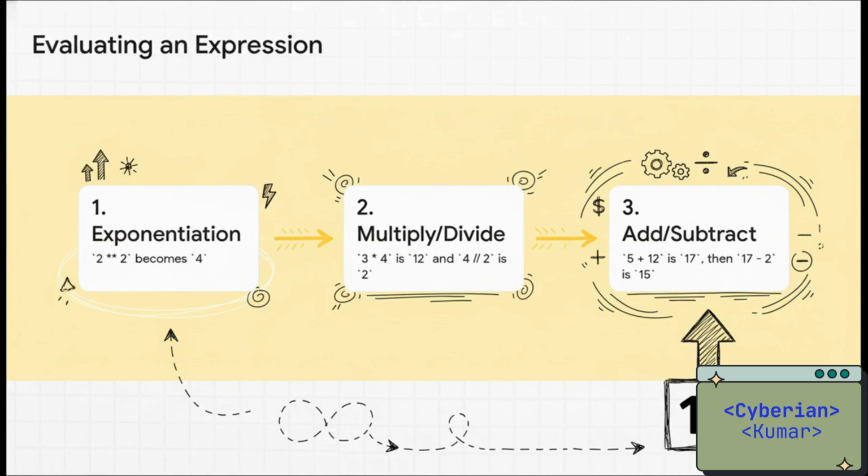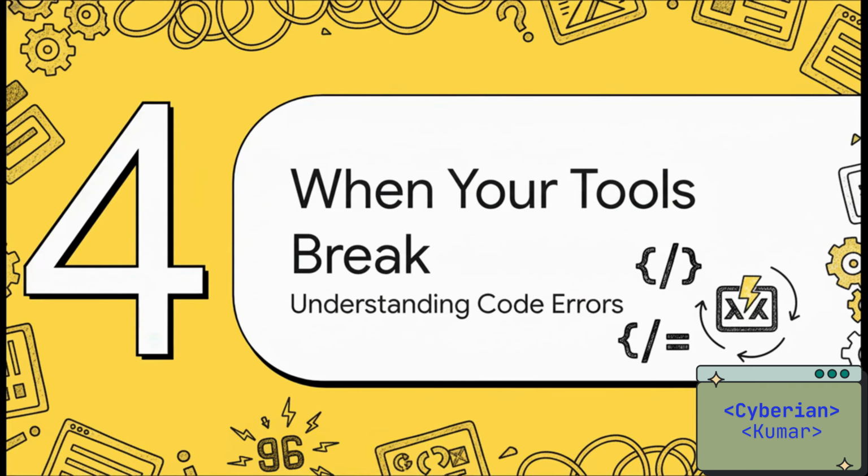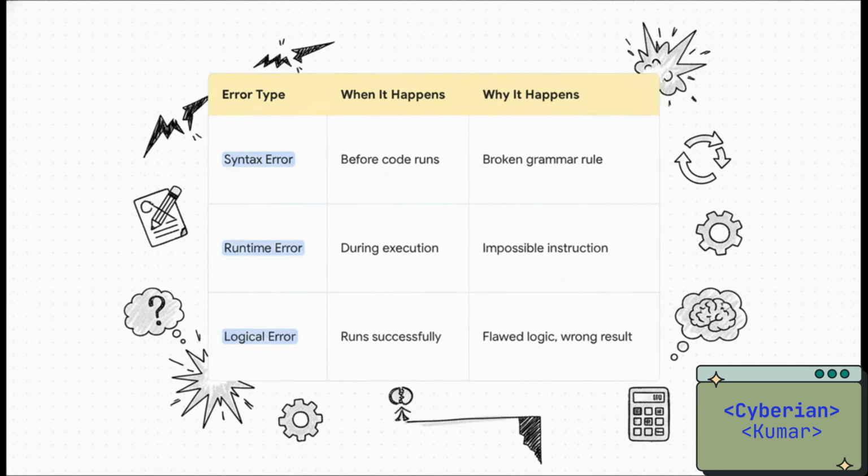Now, eventually, you're going to use these tools wrong, and your code is going to break. You're going to get errors. But an error isn't a failure. It's actually just the computer's way of telling you what it doesn't understand. We can group errors into about 3 main types. A syntax error is like having a typo or bad grammar. The code won't even try to run. A runtime error happens while the code is running. The grammar is fine, but you've told it to do something impossible. And then there's the logical error, the sneakiest of them all. The code runs fine, but it gives you the wrong answer.